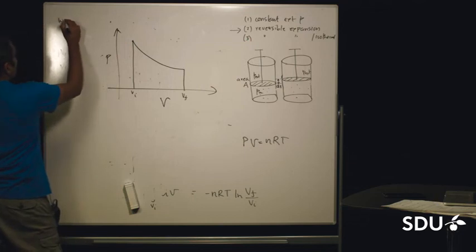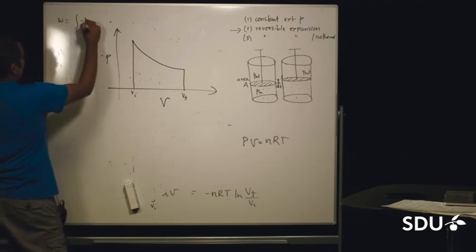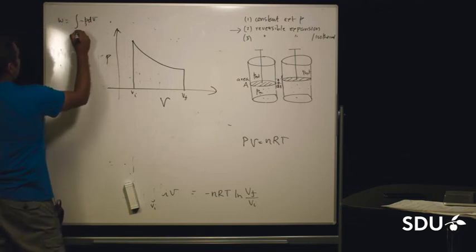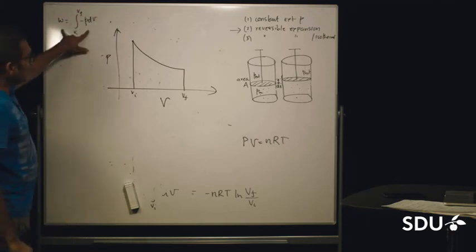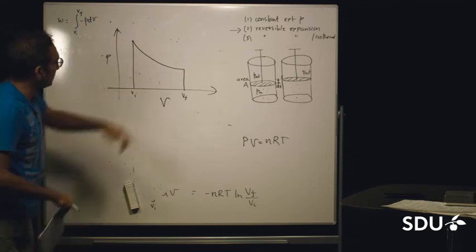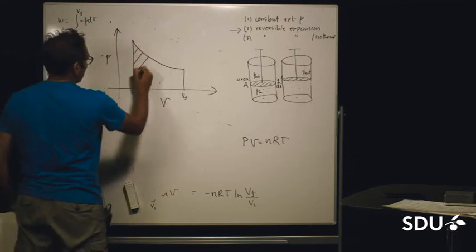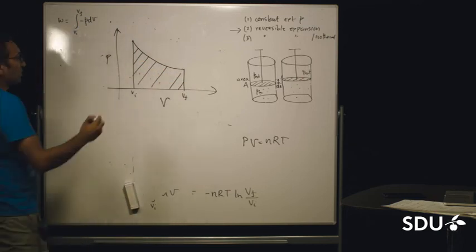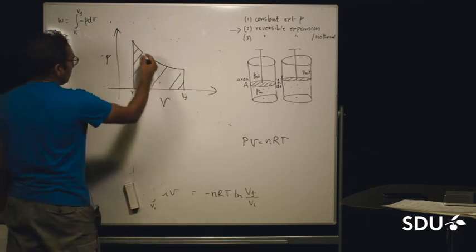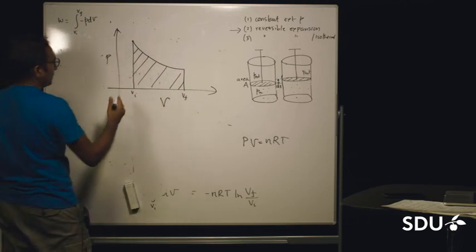The work done for this process is, of course, minus PdV from Vi to Vf. This expression is nothing but the area under the pressure volume curve. So this is the amount of work that is done during a reversible, in this case an isothermal expansion.